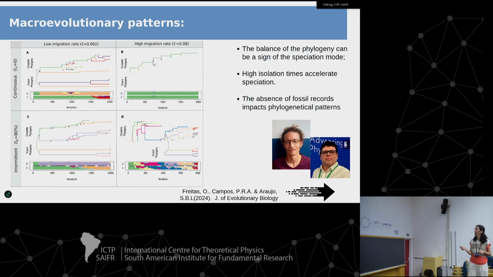So what we saw, just to summarize, is that the balance of the phylogeny seems to be a sign of the speciation mode. When we have that asymmetrical thing, it seems to make our phylogeny more unbalanced.